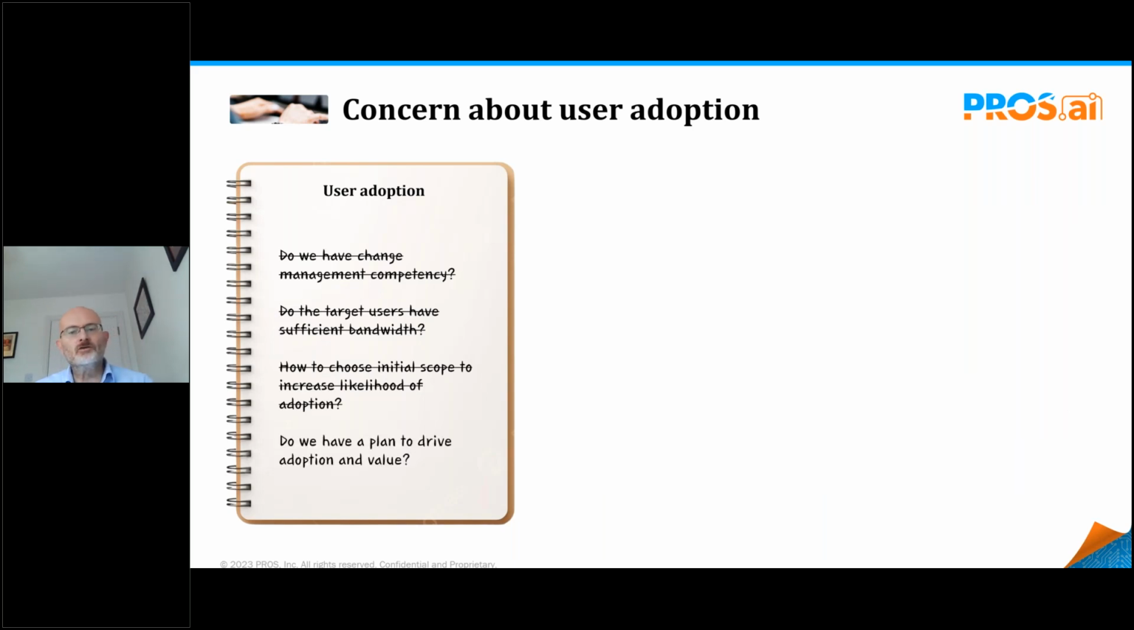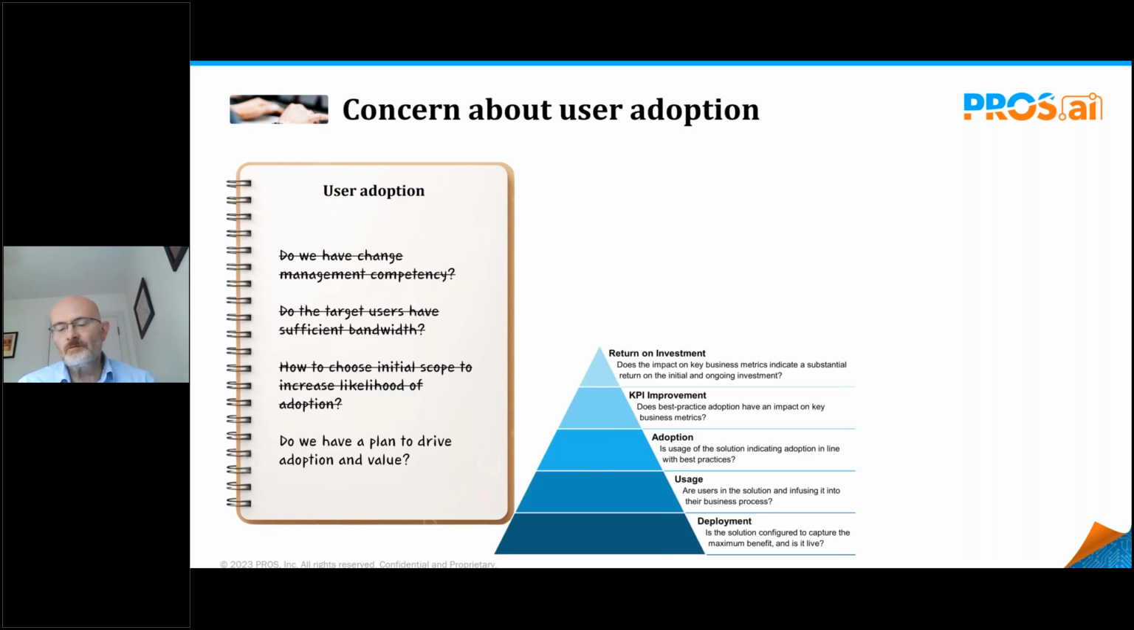And finally, we need a plan to drive adoption and value. PROS has a customer adoption program in place that is designed to move users up this pyramid. So starting off with deploying the pricing initiative, having users in the solution and infusing it into their business processes, and adopting the processes so that the usage of the solution is in line with the best practices that we're putting in place, and we're really driving that adoption. That will then result in the KPI improvement that we're expecting from the pricing initiative, and that will ultimately deliver our return on investment.